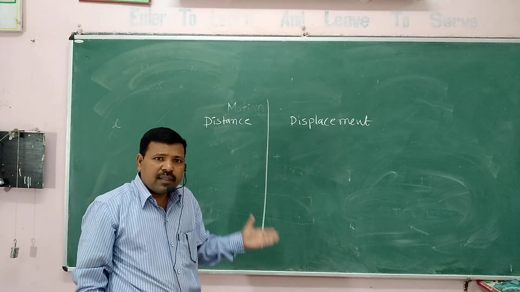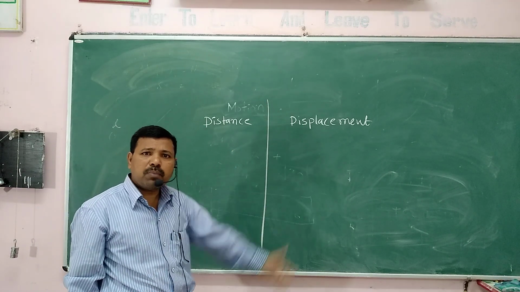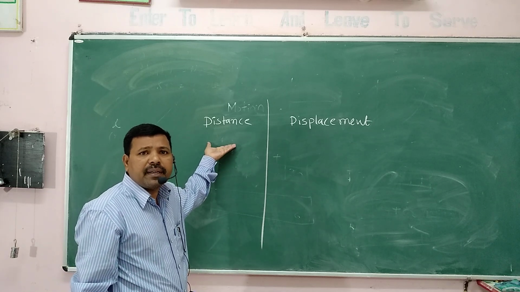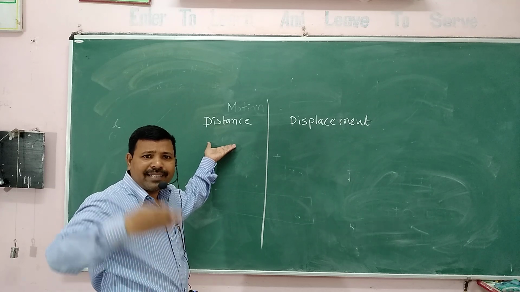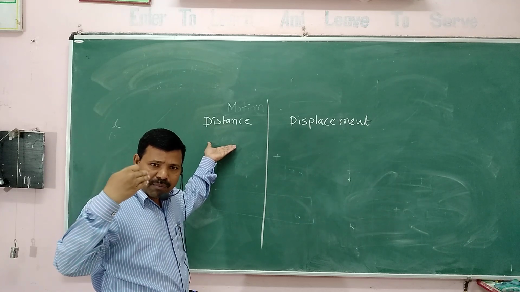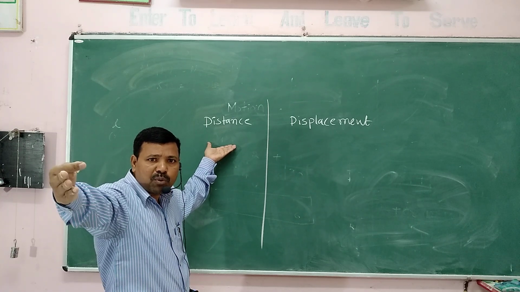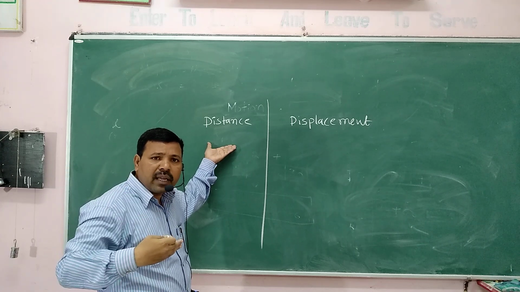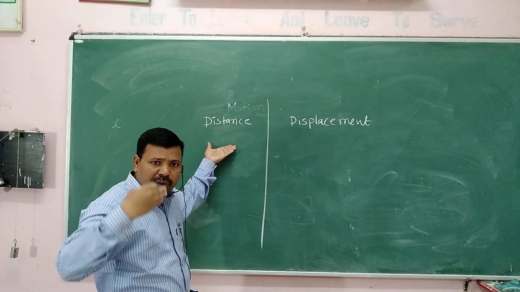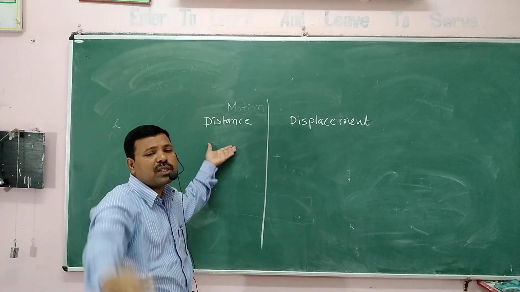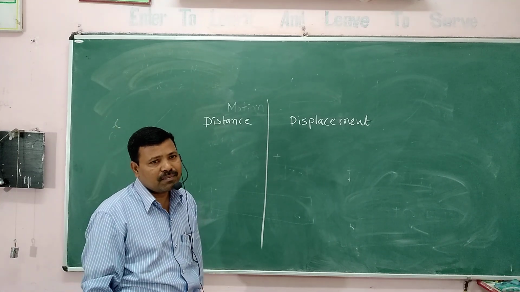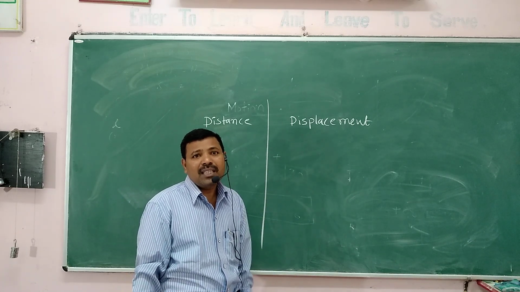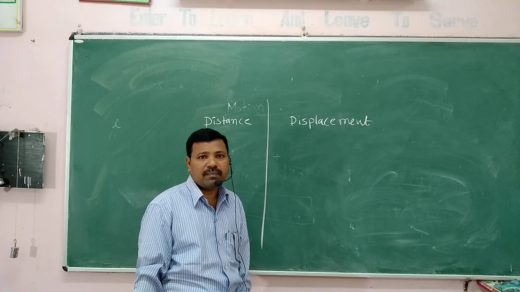Let us learn the differences between distance and displacement. Distance is the path length covered by a body, or the length of a path from the initial position to final position. The path length covered by a body from initial position to final position is known as distance. What is displacement? It is the shortest distance between initial position and final position.